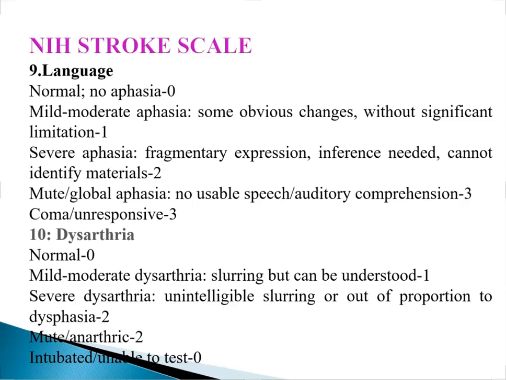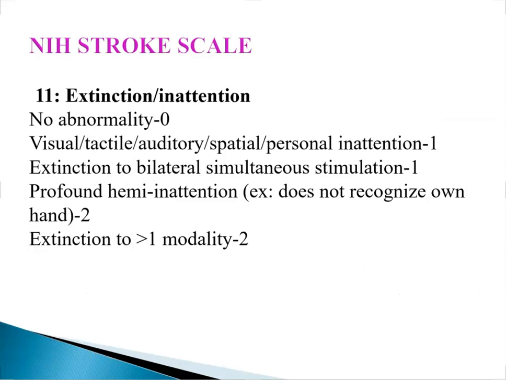And dysarthria: if the patient is normal, it is given as 0. Mild, it is scored as 1. Severe dysarthria is scored as 2. If totally mute or anarthric, it is scored as 2. Intubated or unable to test at all, it is given as 0. The next one is the 11th, which is totally cumulative of 15 components.